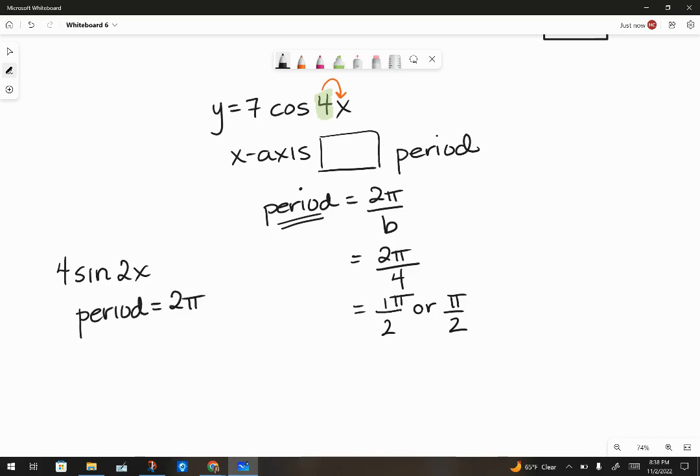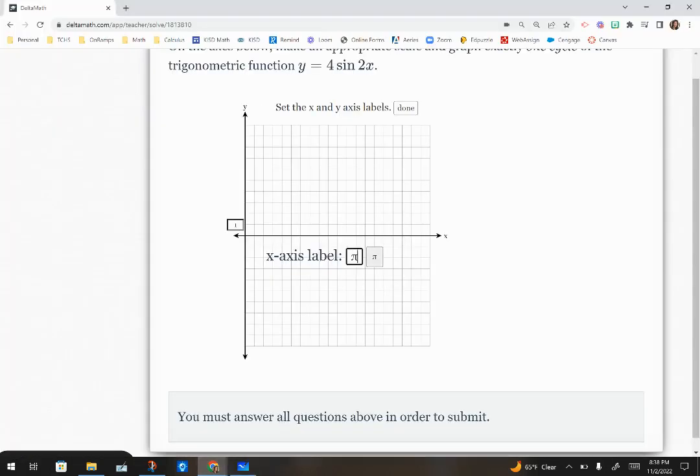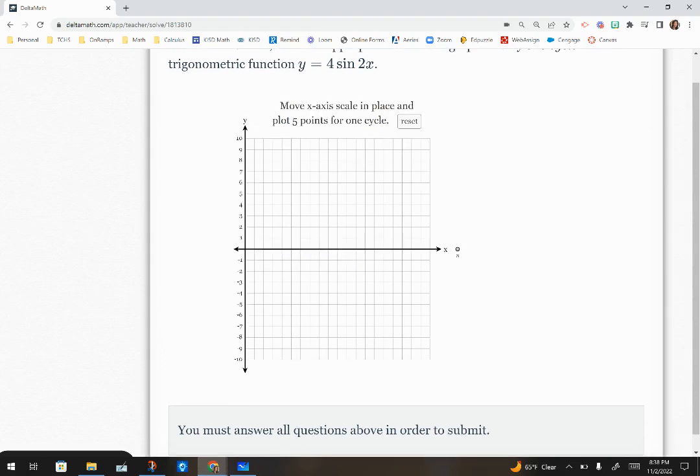So it's going to be 2 pi over whatever my b value is. Well, my b value is the number in front of x. So in this case, it's a 2. And 2 pi divided by 2 is just going to be 1 pi. So I'm going to take this answer and put it in my x. There's pi. Now I'm going to click done. And once you click done, go 8 squares out. 1, 2, 3, 4, 5, 6, 7, 8. And I have to draw 5 points in between those two, in between 0 and pi.